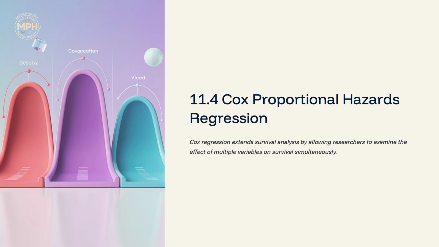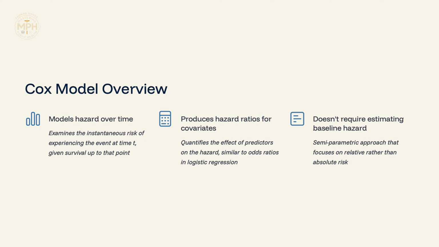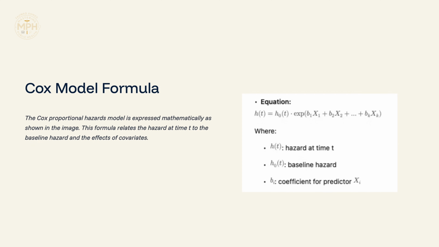Fourth is Cox proportional hazards regression. The Cox model is a regression method for analyzing time to event data. It models the hazard, which is the instantaneous risk of the event occurring at time t. The model estimates the effect of predictor variables using hazard ratios. The hazard at time t equals the baseline hazard times the exponential of the sum of the coefficients times their variables. That means h(t) equals h0(t) times e to the power of b1 x1 plus b2 x2 and so on.